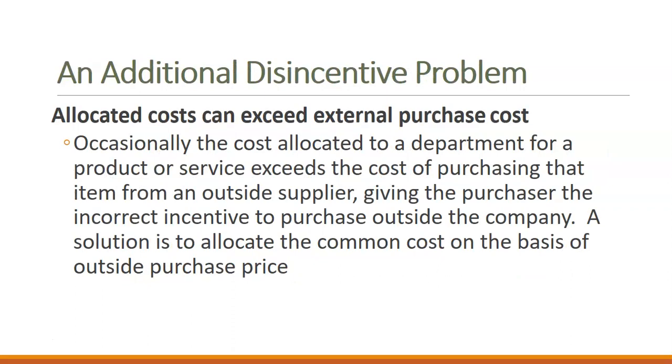Allocated costs can exceed external purchase costs. So occasionally we might allocate to a department for a product or service a cost that exceeds the cost of purchasing that item from an outside supplier. This gives the purchaser the incorrect incentive to purchase outside the company. This is when we've allocated the costs from service departments in such a way that we would actually be better off financially if we outsource.